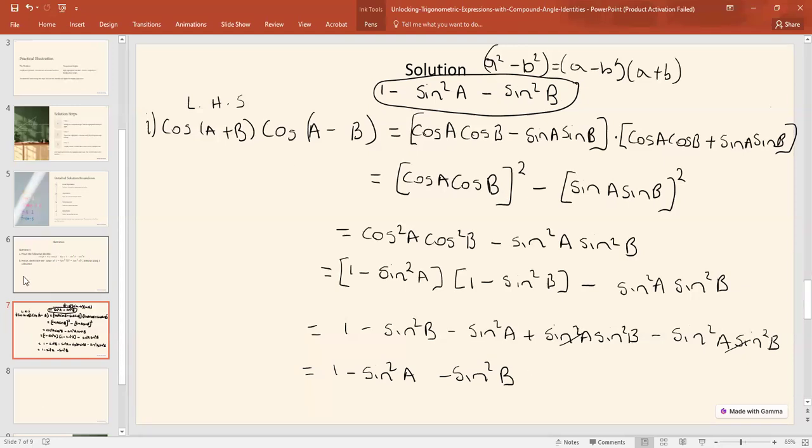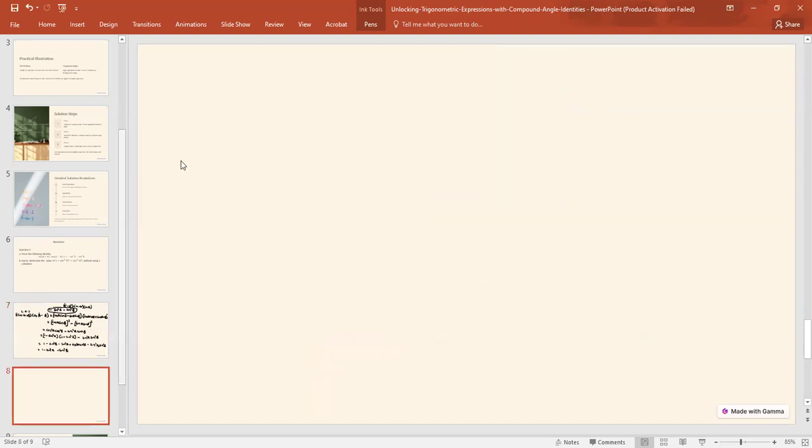Now let's answer part B of the question, which requires us to determine the value of 1 minus sine squared of 75 degrees minus sine squared of 15 degrees. We want to simplify this expression without using a calculator.